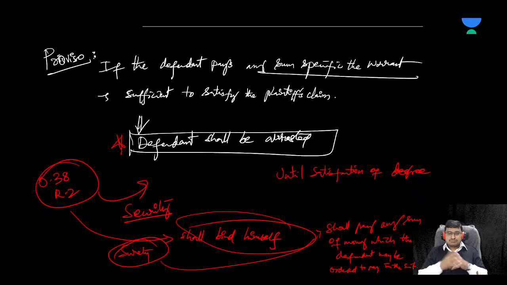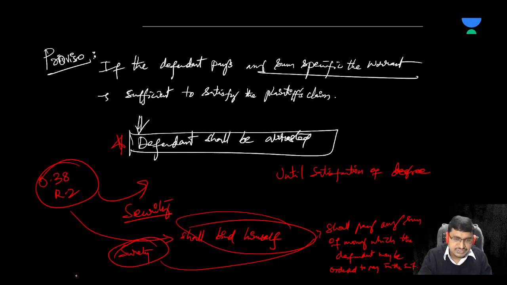Therefore, whenever the defendant fails to appear before the court, whenever the court directs his appearance, then the surety shall bind himself. The surety steps into the shoes of the defendant and he shall bind himself to pay the suit amount. He has to pay the money which is sufficient to satisfy the plaintiff's claim. Therefore, friends, the surety shall take the liability. He shall bind himself for payment of the amount which is sufficient to satisfy the plaintiff's claim. This is about Order 38 Rule 2, friends.